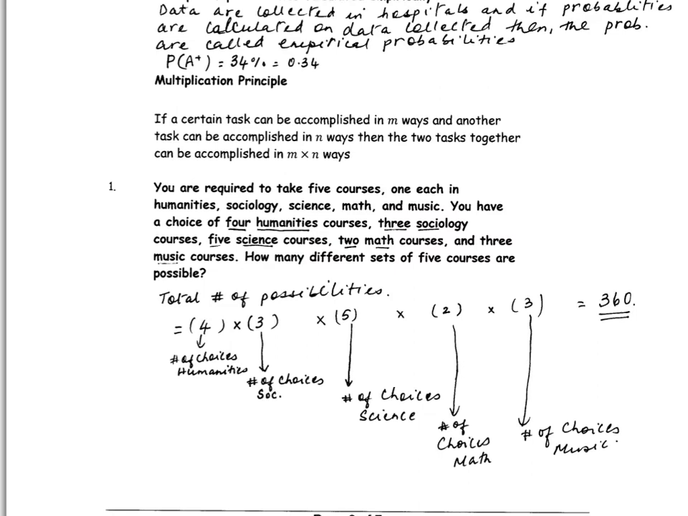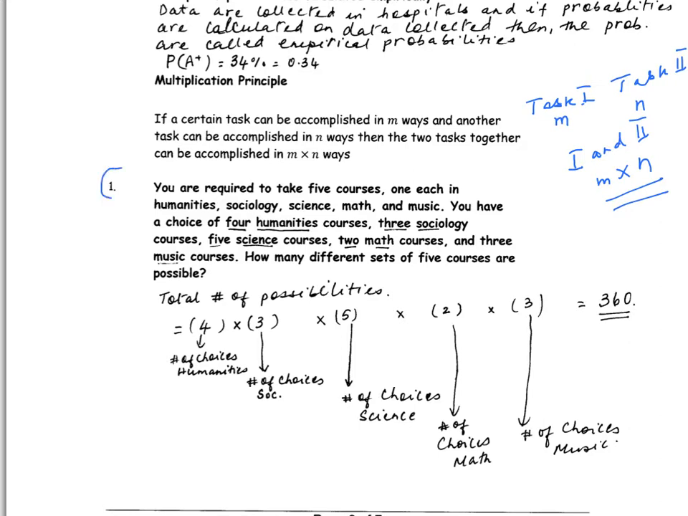So the multiplication rule says if a certain task, we'll call it task 1, can be completed in m ways, a certain task, let's just call it task 2, can be completed in n ways, then together the tasks 1 and 2 can be completed in m times n ways. That is the multiplication rule.